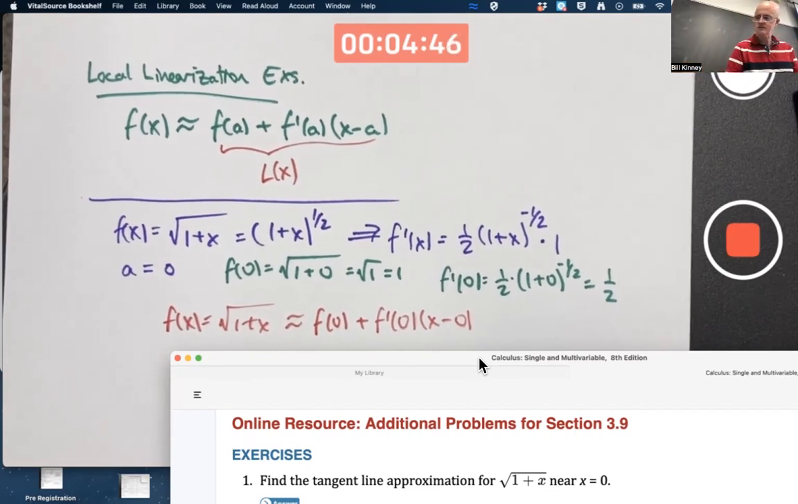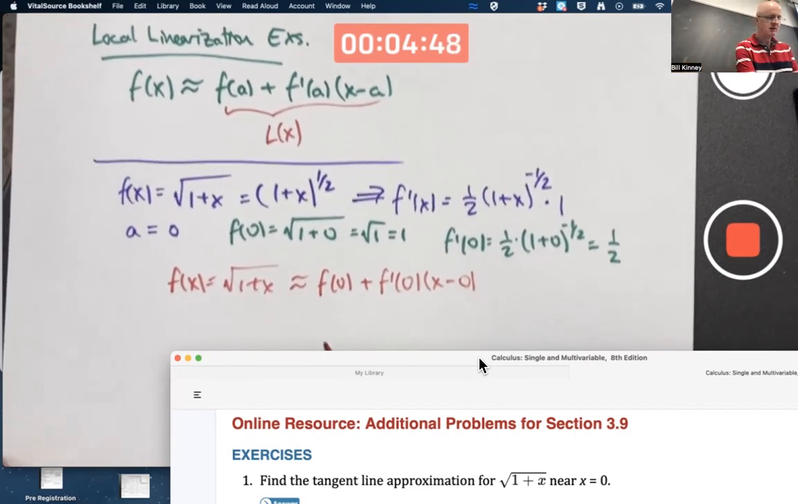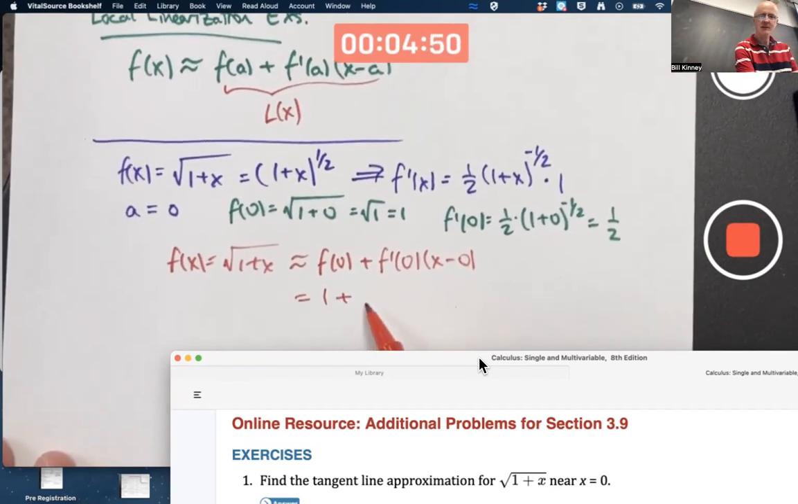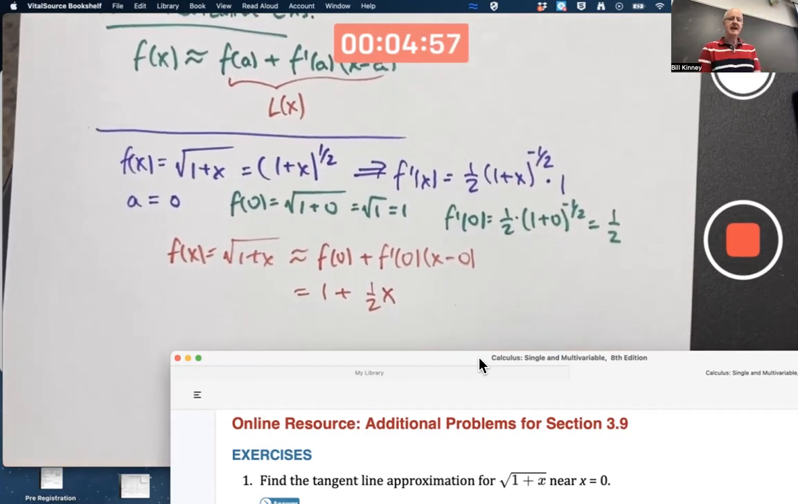Now simplify. f of 0 is 1. f prime of 0 is 1/2. x minus 0 is just x. There you go. That's the answer. That's the tangent line approximation to this function near x equals 0. You could also call it a local linearization. You could also call it a linear approximation. There's lots of names for it.